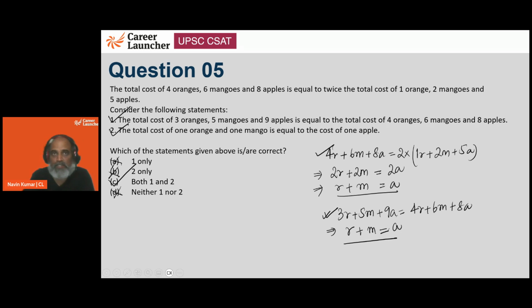So basically, this is a question which is based on how you can manipulate linear equations in 3 variables. And what you need to do has to depend upon what kind of options are given to us.